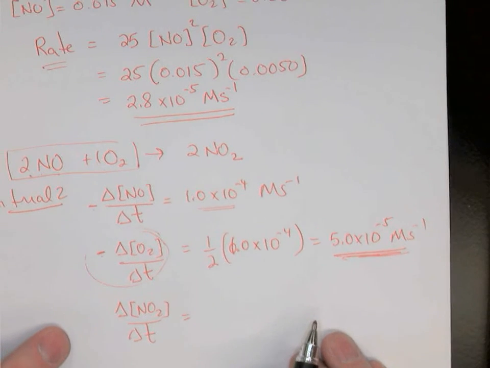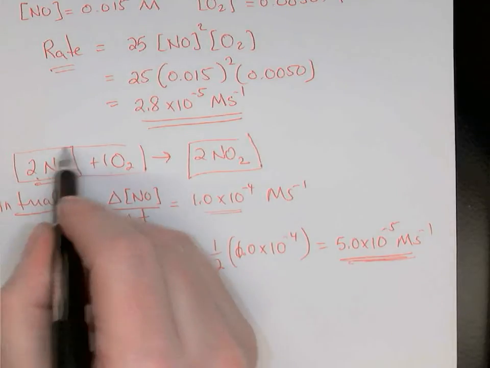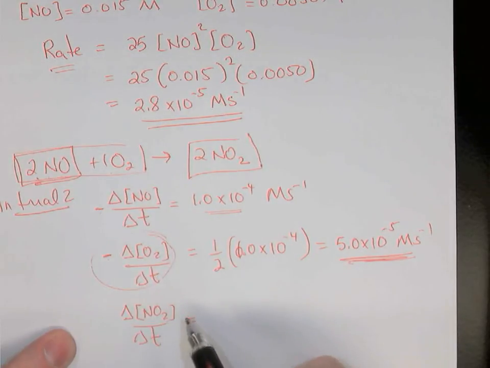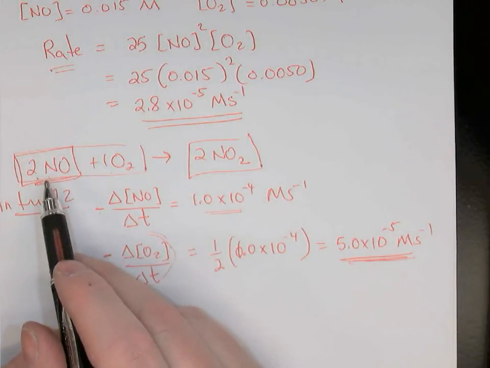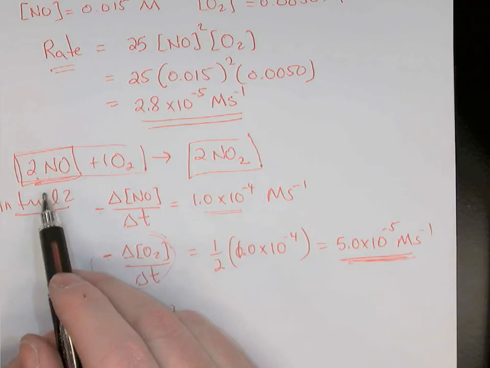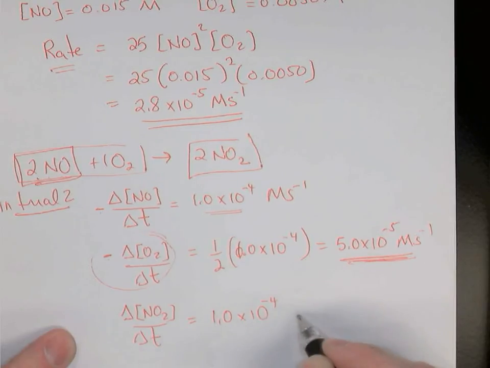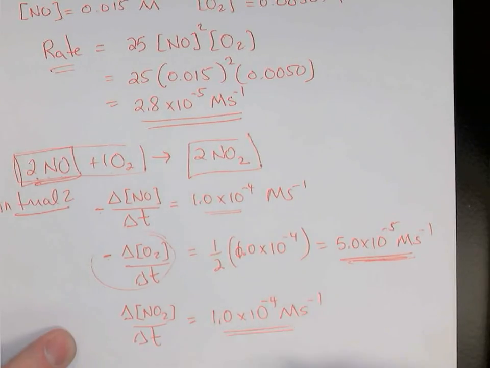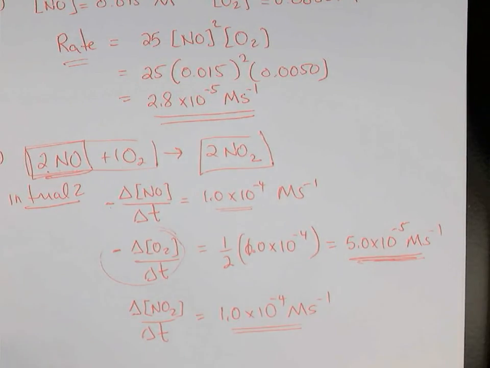Well, looking at the equation, there are 2 NO2s that appear every time 2 NOs disappear. So the rate at which the NO2 appears is the same as the rate at which the NO disappeared because the ratio is just 2 to 2. So we can say that the rate of NO2 changing over time was the same as the rate of NO, so it would be 1.0 times 10 to the minus 4 molarity per second. So the key is simply to look at the balanced equation to get the ratios in order to compare the rates at which things are appearing and disappearing.